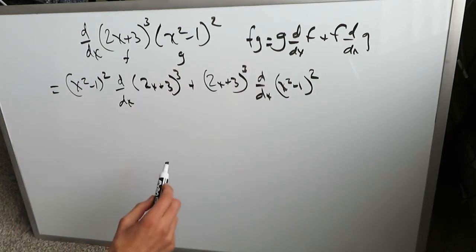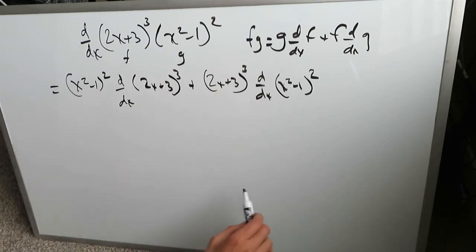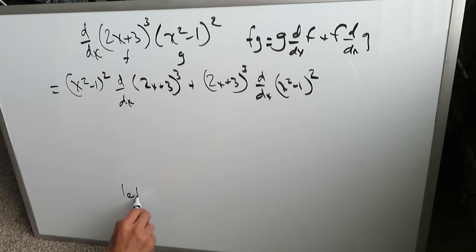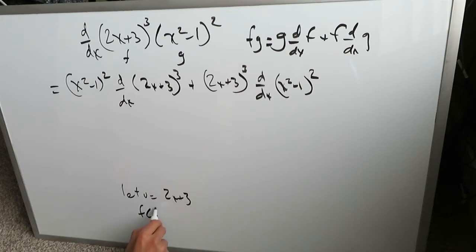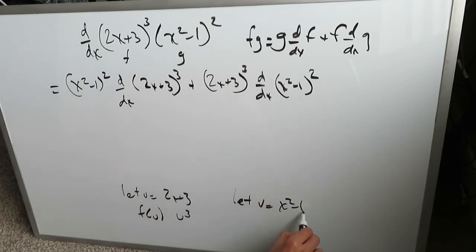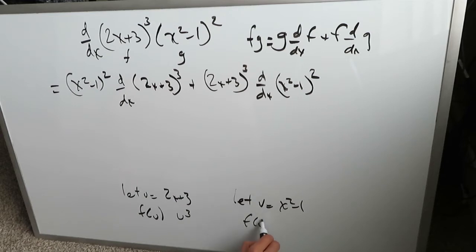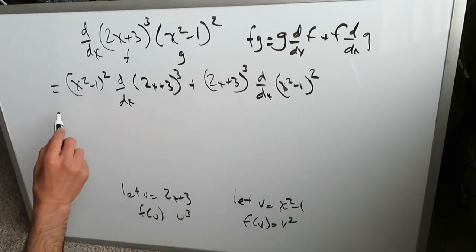So let's do some substitutions over here, and I'm going to write it out over here, then we can erase it as we move. So let u equal 2x plus 3 right here. Therefore f of u, the function with respect to u, is going to be u cubed. Now look over here. Let v equal x squared minus 1. Therefore the function with respect to v is going to be v squared. Now we have the substitutions needed to actually bring in the chain rule.